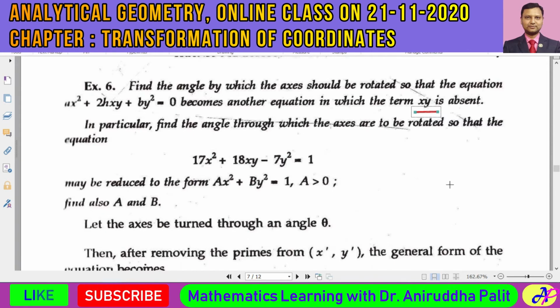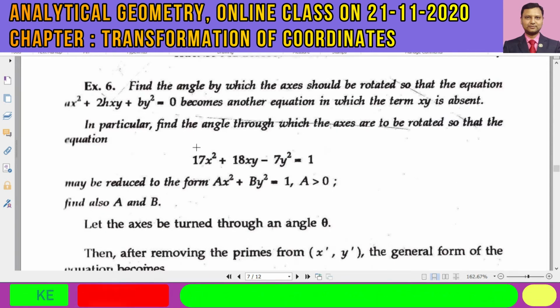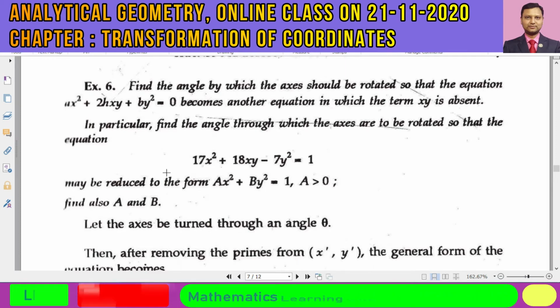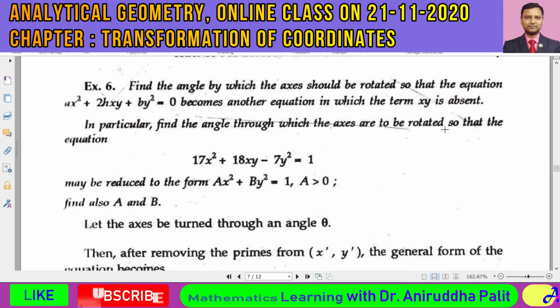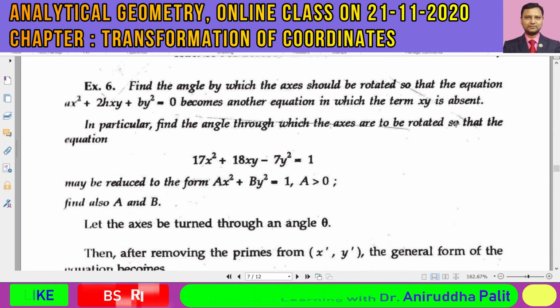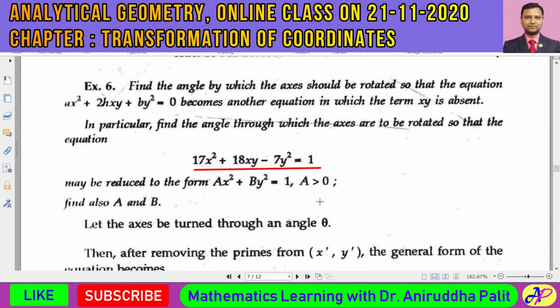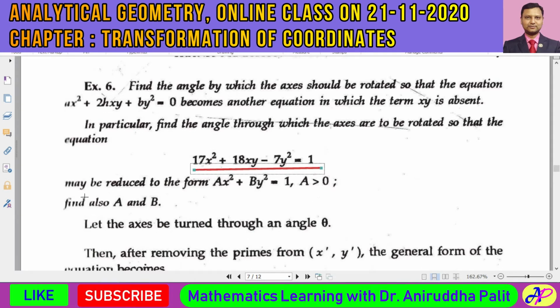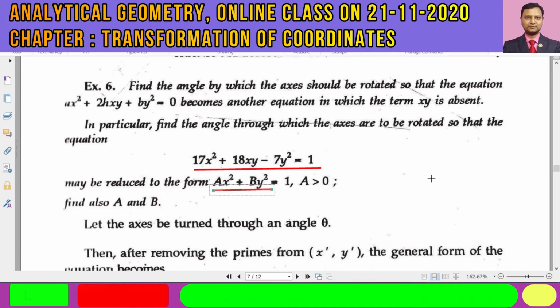Got it? And that can also be written in this way: find the angle through which the axis to be rotated. Over here it is given that you have to apply rotation, but sometimes in the questions you would not be provided the corresponding transformation formula, whether it is rotation or translation. So you have to apply your common sense. Find the angle through which the axes are to be rotated so that this second degree equation, with only the constant term, and no more first degree term containing x or y, may be reduced to the form ax square plus by square is equal to 1. That means the xy term would be vanished.